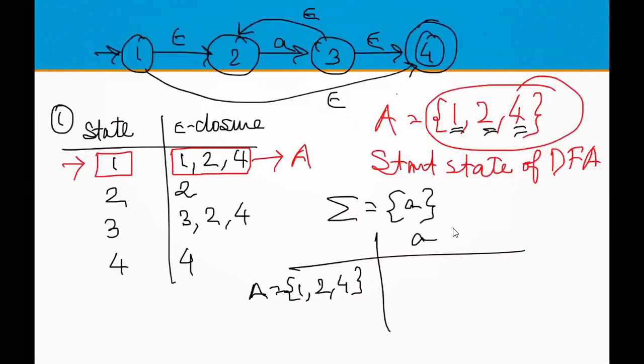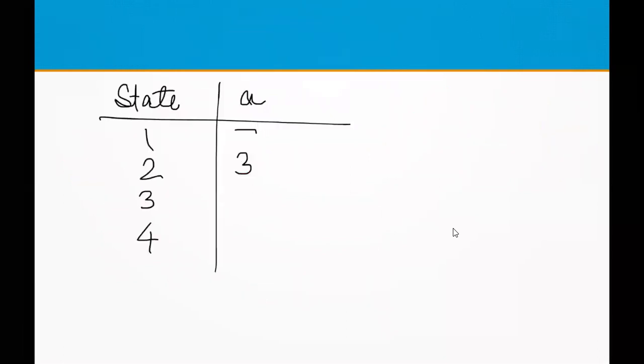3 on A does not go anywhere. 4 on A also does not go anywhere. So 3 on A doesn't go anywhere. 4 on A doesn't go anywhere. So now what I have to do is I have the state A, which consists of the states 1, 2, and 4. So this is our NFA transition table.